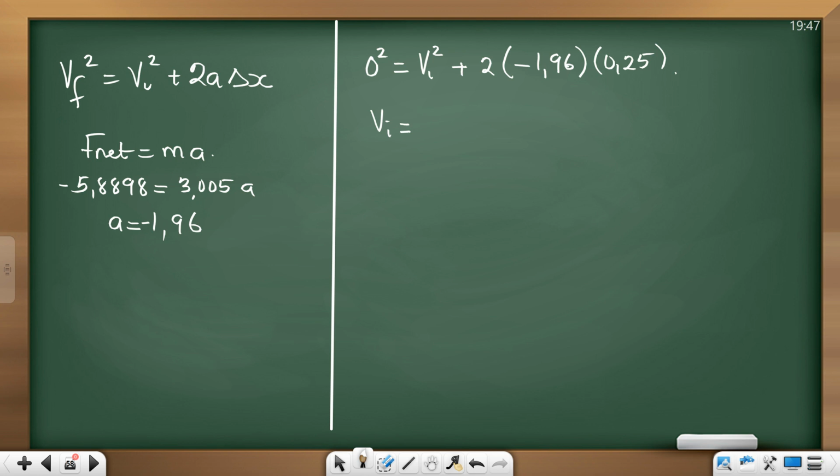You have 2 minutes. Yes, sir. About 60 seconds. Find the square root. All right, it's 0.99. So our initial velocity is 0.99 meters per second, and that's why it was 6 marks.